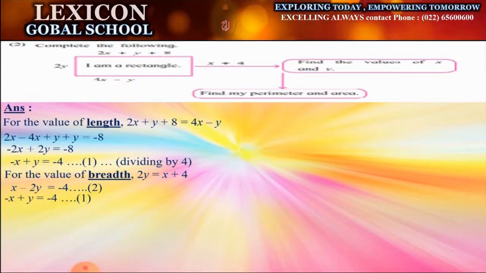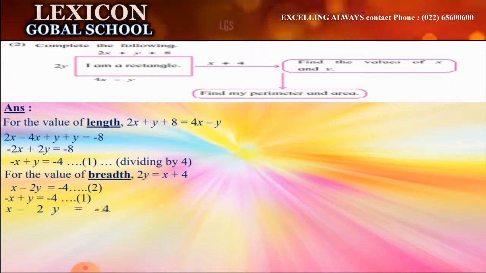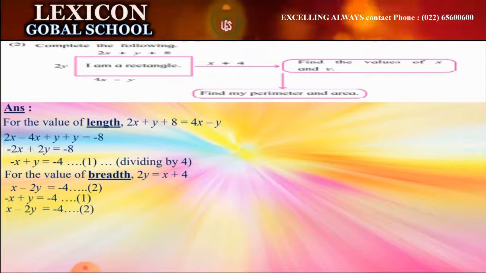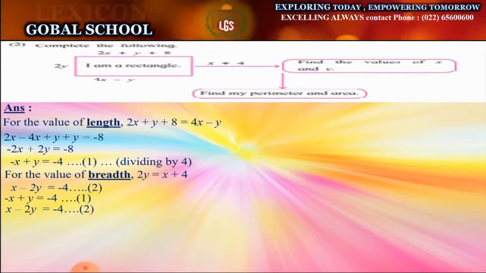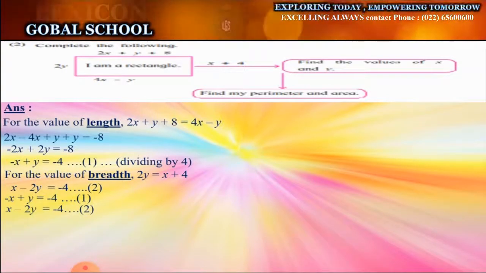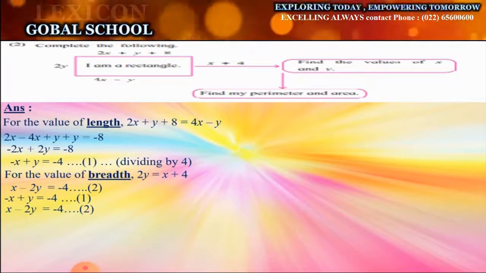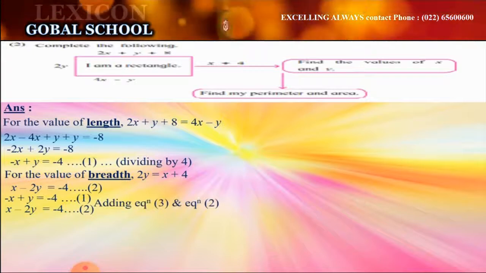Let us write equation 1, that is minus x plus y is equal to minus 4, and equation 2, x minus 2y is equal to minus 4, one below the other. As you can see, the coefficients of x are the same, and also the x variable is having two opposite signs. In the first equation, minus sign, and in the second equation, plus sign. Therefore, we can directly do the operation of addition.